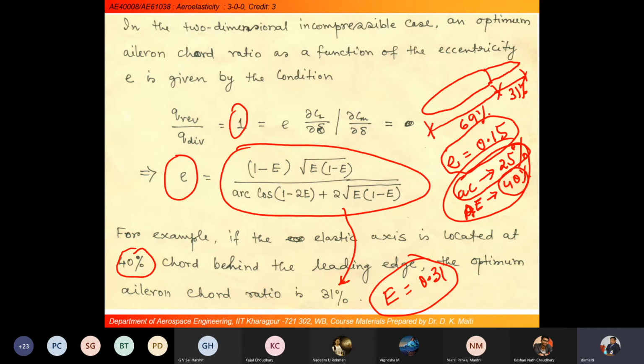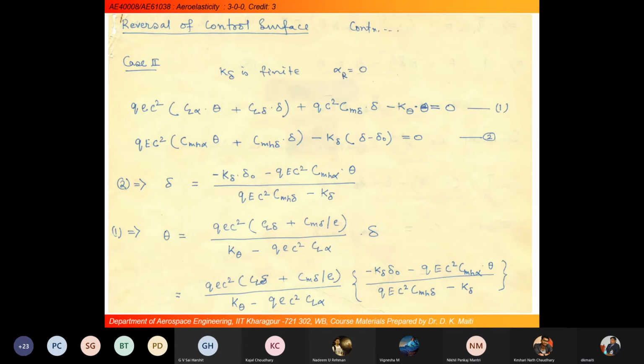So, out of the total length, 69% will be used for the main wing and 31% will be used for the control surface. Now, I am coming to the next condition, case 2, when we have taken K delta as finite. And obviously, to get the analytical solution, I am just taking alpha equal to 0.